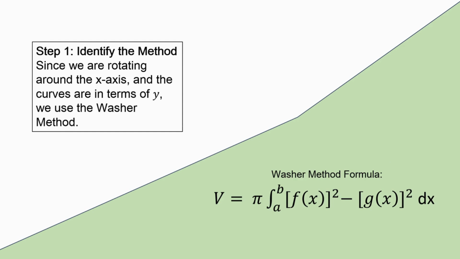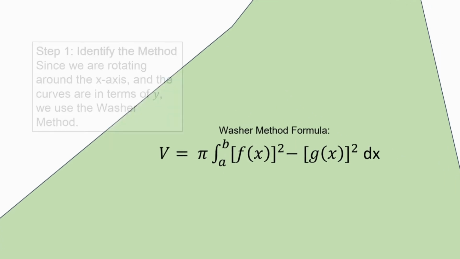First things first, we identify the method. Since the axis of rotation is horizontal and below the region, we will use the washer method. The formula for the volume is pi times the integral from a to b of the difference of the square of f of x, which is the outer radius, and the square of g of x, which is the inner radius, with respect to x.